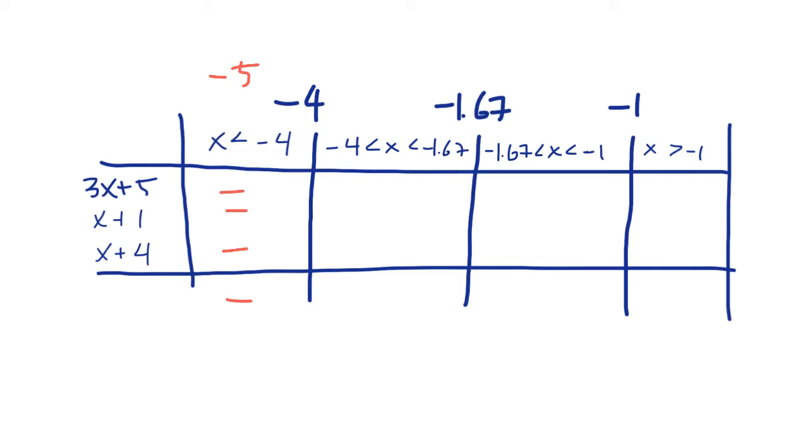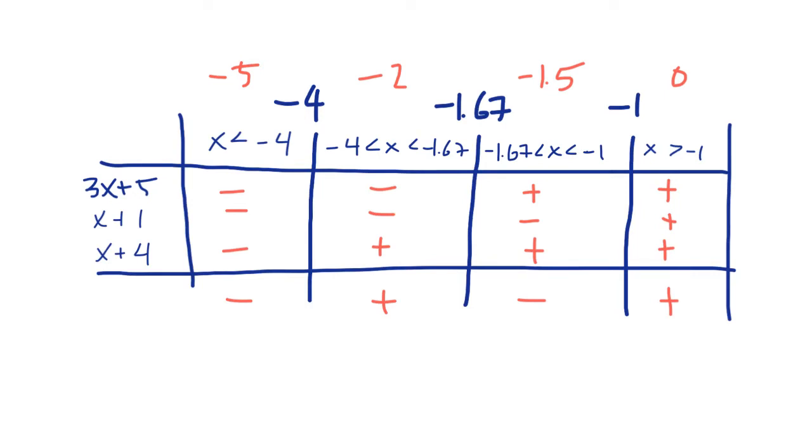Next one, between -4 and -1.67, -2 is an easy one to plug in there. -2 is going to make this one negative, and this one positive. So this will actually be positive. Between -1.67 and -1, let's do -1.5. This one's a little bit more tricky here. If I plug in -1.5 into that first one, I'm going to end up with -4.5 plus 5, which is a positive number. The second one, I'm going to end up with a negative number, and this I'm going to end up with a positive number. So my answer is going to be negative. And then lastly, let's plug in 0, because that's greater than -1. And if I do that, I'm going to get a positive, positive, and positive. So that segment is also positive.